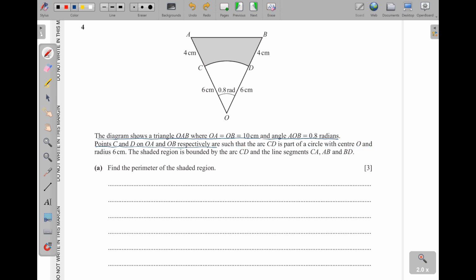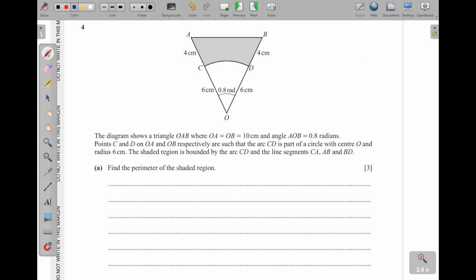Now, to find the perimeter of the shaded region, we need this arc here. Remember, perimeter is the sum of the lengths around the shape. So I'll need the length of this arc CD, then this length here, and then this one here. Okay, so that is what I'll need. Now, to find the area of a triangle which is not right angled, so long as I know this part and this part and then the angle, the area is going to be a half a times b, then sine of the angle in between. Okay, so that is that.